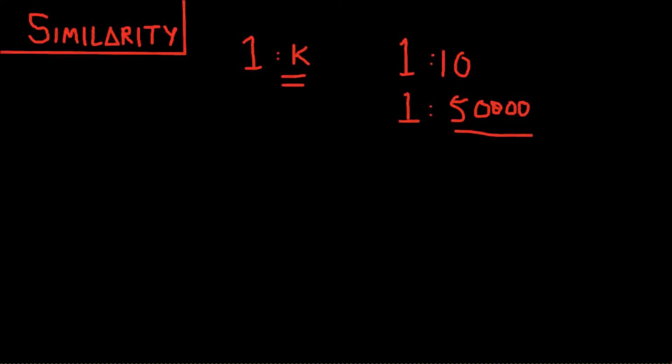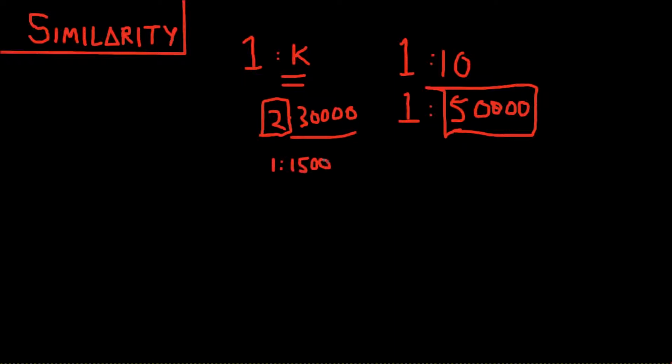And keep in mind, you need to express it as 1:k. You can't have 2:30,000 and say that 30,000 is the K, the scale factor over here. You need to reduce this over here to 1. So it'll be 1:15,000. So there are a few very basic formulae before I leave you.